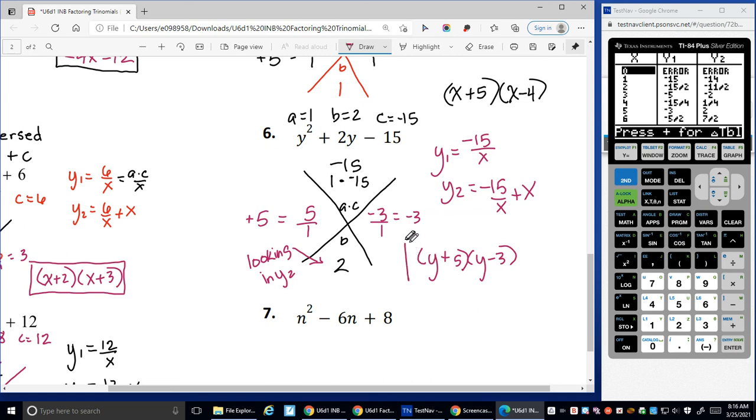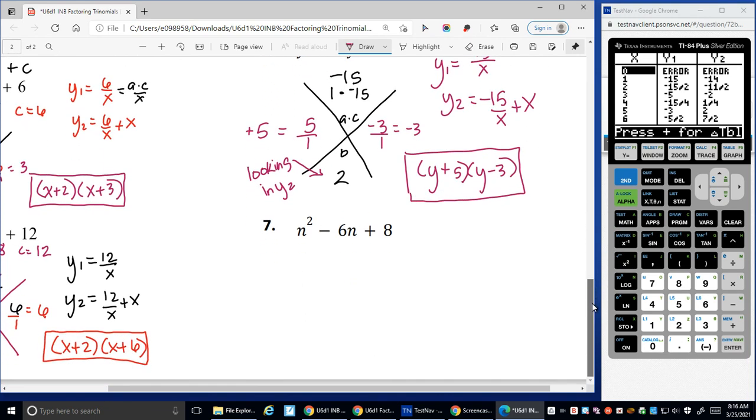Okay. If you feel like you got the hang of this and you can handle the next one where we have a negative in a slightly different position, give it a whirl. Pause it. Okay, and come on back. All right. Glad you're here.